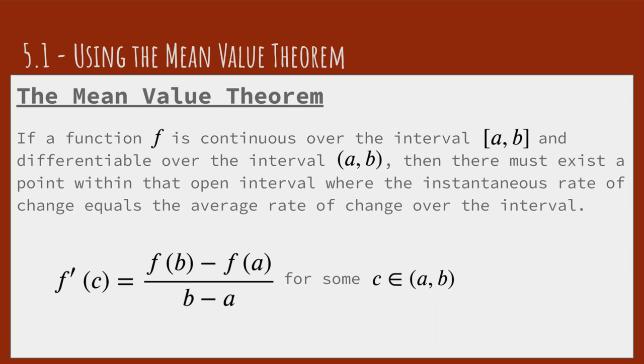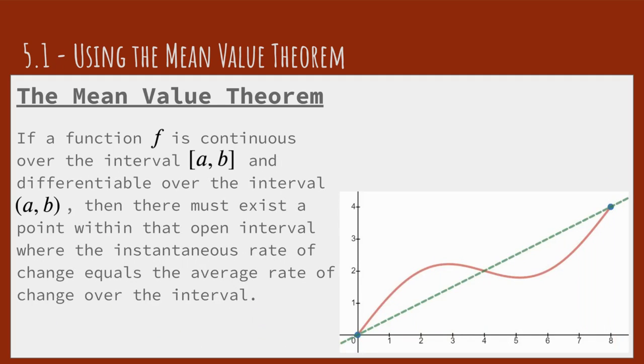Now, I'm going to talk a little bit more about what this word exists means. I think you know what it means, but in the context of this theorem, I just want to look at some examples. So the first example here is just like the one that I showed you at the beginning, and we can see that we have the line that is representing the average rate of change, and we can see that there are a couple of points on this interval where the instantaneous rate of change, or the slope of the tangent line, is going to be equal.